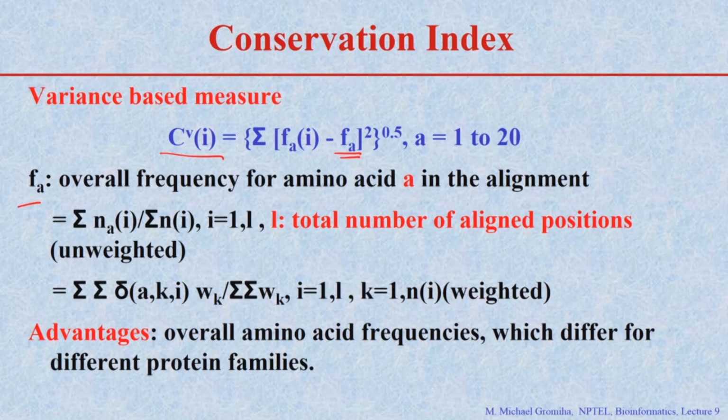If you want to go with the weighted ones, then we give the weightage delta A comma k comma I; depending upon the weightage you can give this equal to 1 or this equal to 0. So, what are the advantages of having weightage? Here the overall amino acid frequencies are different in different families. So, if you want to include this information, then we need to give weightage for the different protein families, then you can see which one is highly conserved compared with the other ones.